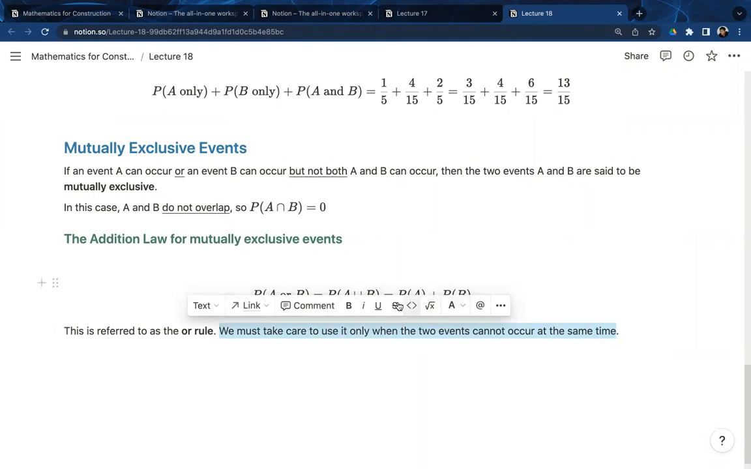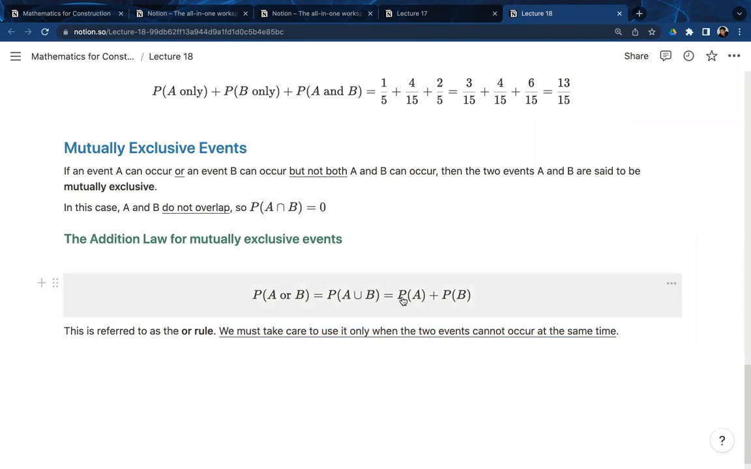So there's a disclaimer here. This sentence is a disclaimer sentence. The A or B becomes just add A and B. And this works when they're mutually exclusive, when they cannot occur at the same time.